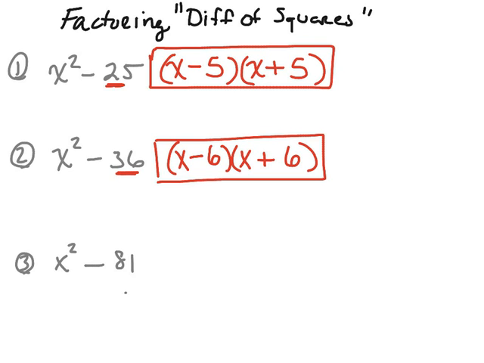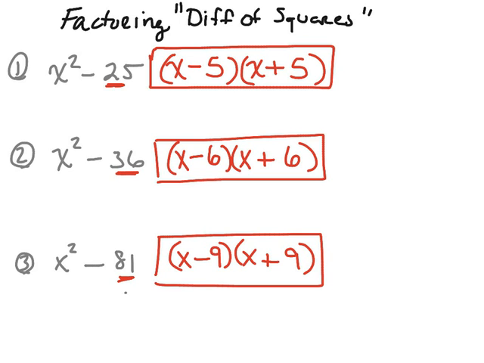Alright, let's try number 3. X squared minus 81. Again, same process. We'll start with two sets of parentheses. To get the x squared, we need to multiply an x with another x. 81 is a perfect square. We can take the square root of that. The square root of 81 is 9, so we'll put a 9 here, and another one here. And we're going to have one with a minus and another with a plus. Therefore, these are the factors of x squared minus 81.